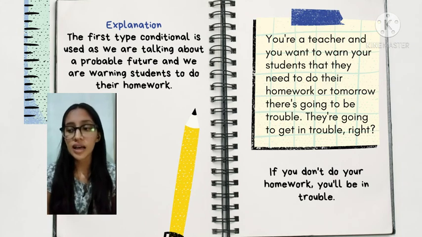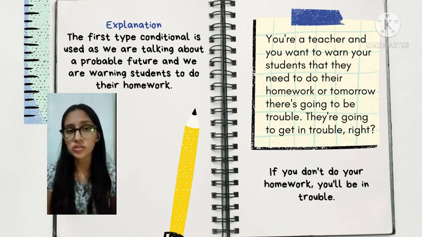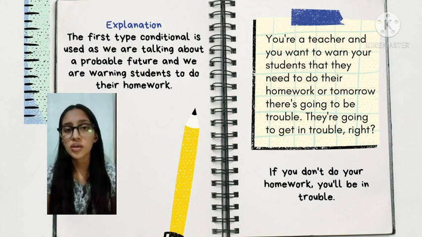I wrote down the following sentence. If you don't do your homework, you'll be in trouble. I decided to use the first type conditional because in the situation I have a future time, tomorrow. Here I have the explanation. So, for each of the situations I will share with you, I want you to write the sentence using either the zero or first type conditional and an explanation on why.